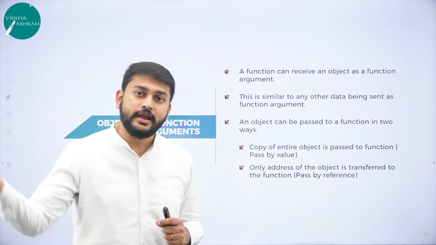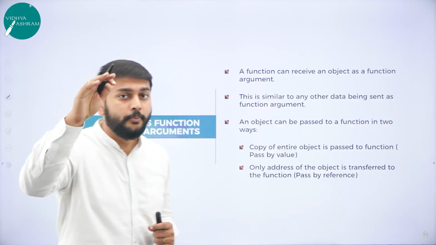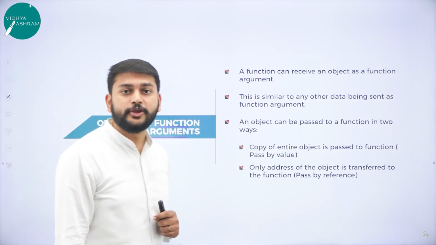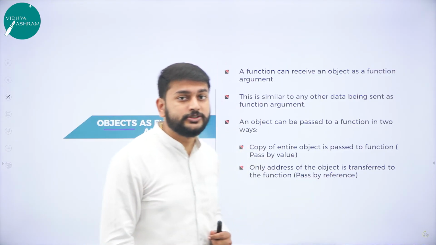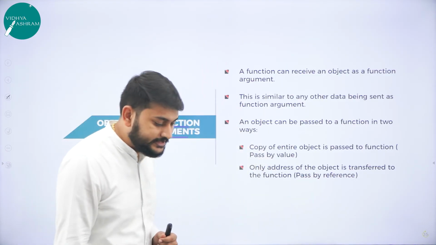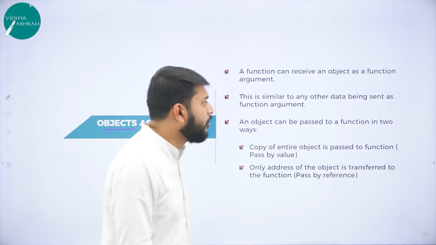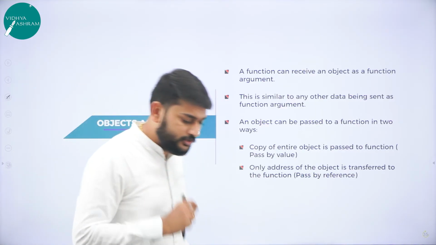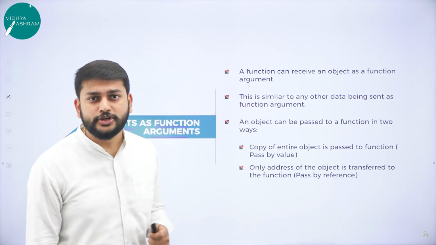Suppose if you are sending the entire object as a parameter, my dear students, so that is what I will call an object as a function argument. So how is it possible? How many ways I can send is what I'm going to discuss now. My dear students, a function can receive an object as a function argument. So that is the first point that you should remember.